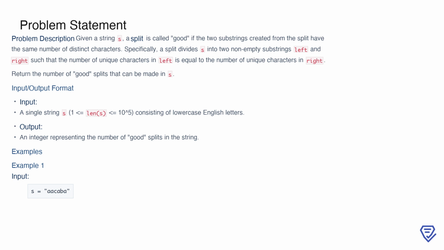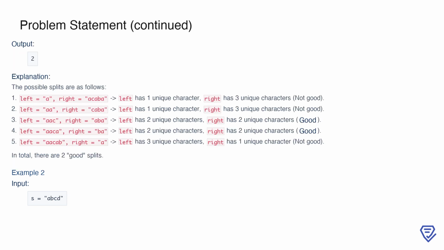The string S will consist of lowercase English letters, and its length can range from 1 to 100,000 characters. The output of the problem is a single integer, indicating the number of good splits that can be found in the string. For example, let's consider the string S equals AKABA. The output for this input is 2, because there are two good splits.